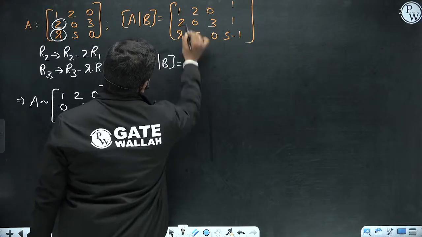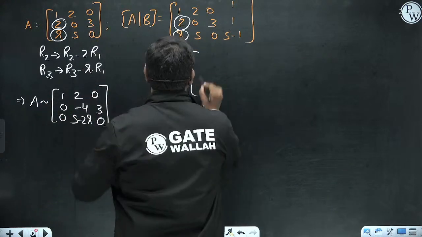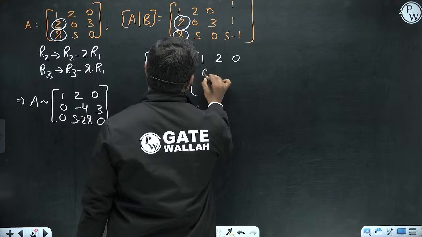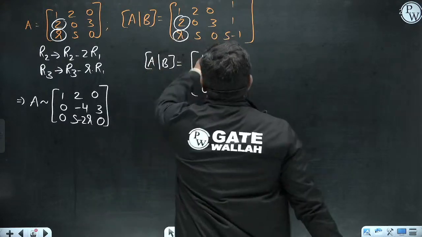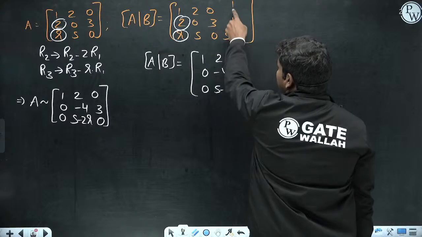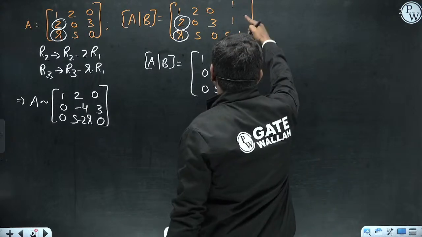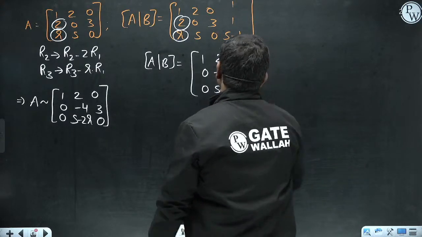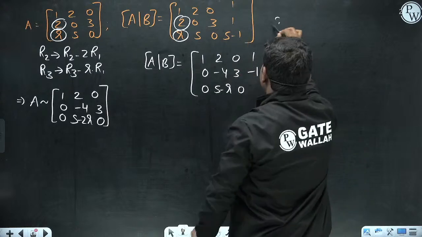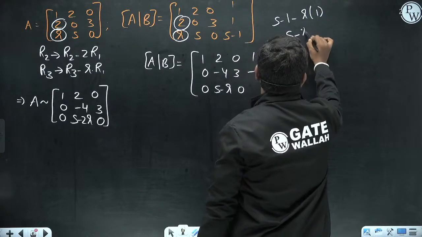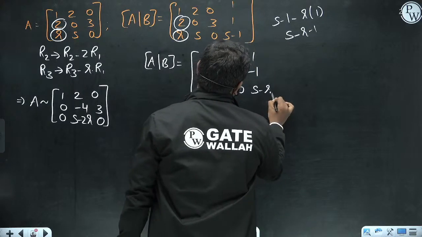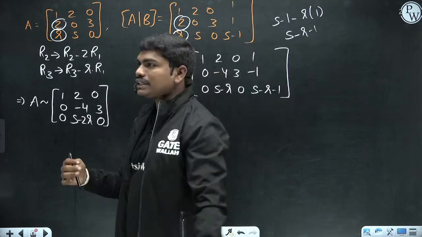Similarly यहाँ पे ये दोनों एलिमेंट्स इक्वल टू 0 करना है तो सेम ट्रांसफॉर्मेशन, सो 1 2 0, 0 minus 4 3, 0 s minus r 0 और ये दोनों एलिमेंट्स R2 minus 2 times of R1. Okay, so when you do R2 minus 2 times of R1, this is minus 1 and this is s minus 1 minus r times of 1, so this gives you s minus r minus 1 actually here. Now let us check the options first of all.